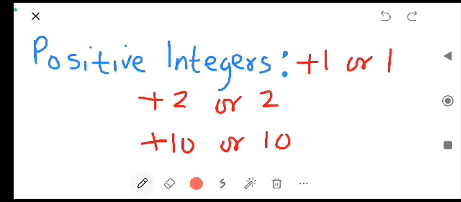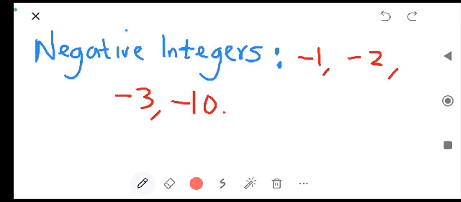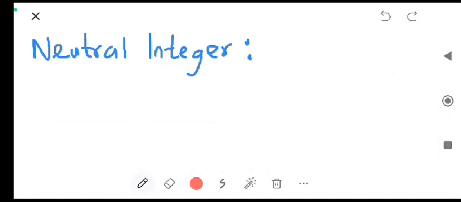Alright? We also have the negative integers. Examples are minus 1, minus 2, minus 3, minus 10, minus 100, even minus 200. Then we have the neutral integer. The only example of a neutral integer is 0. 0 is neutral because it is neither positive nor negative.